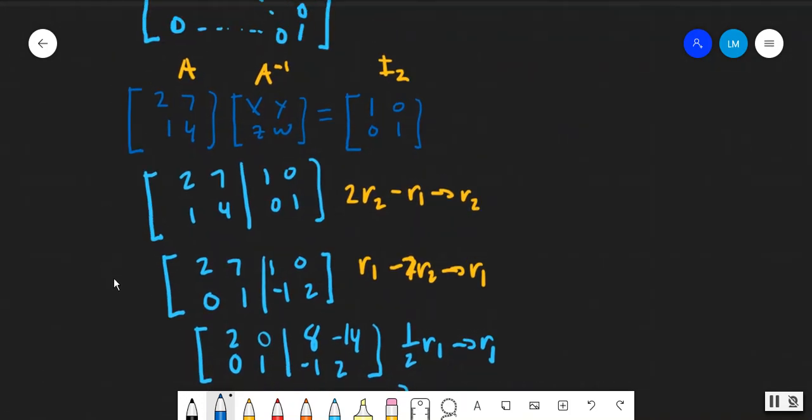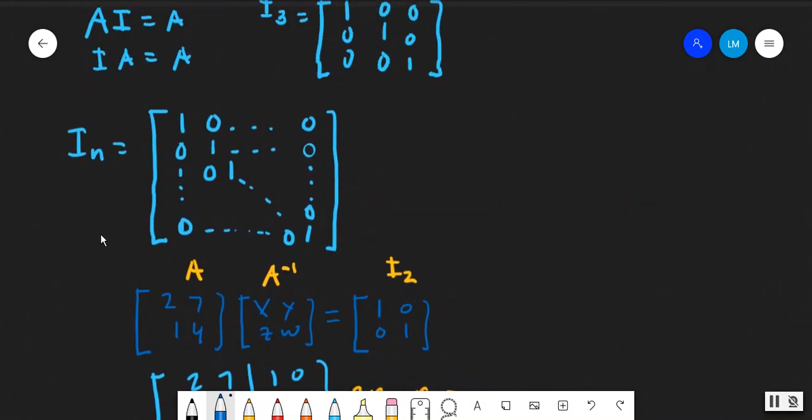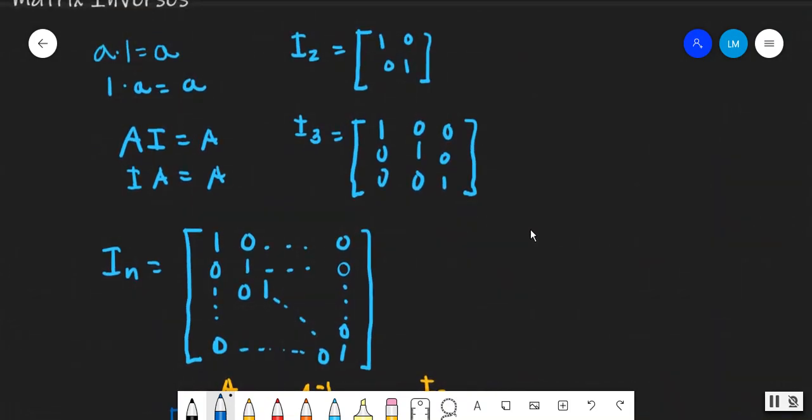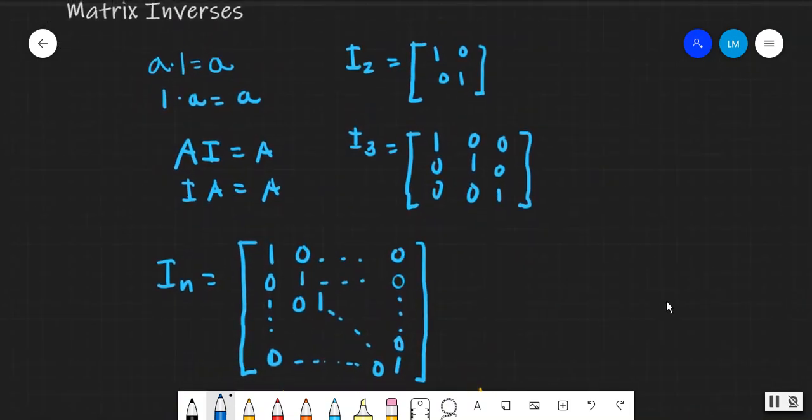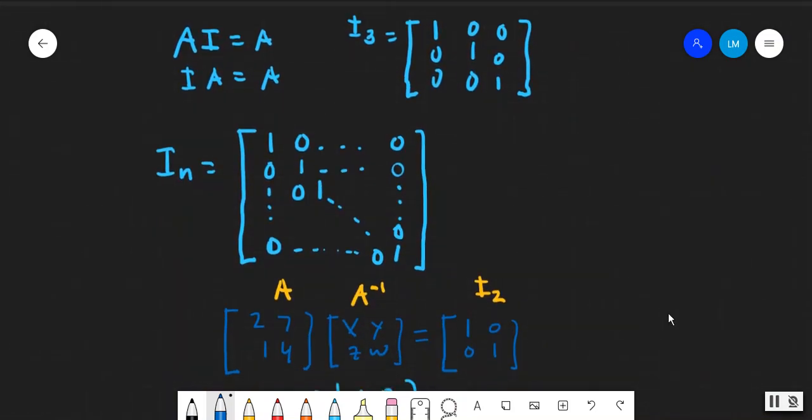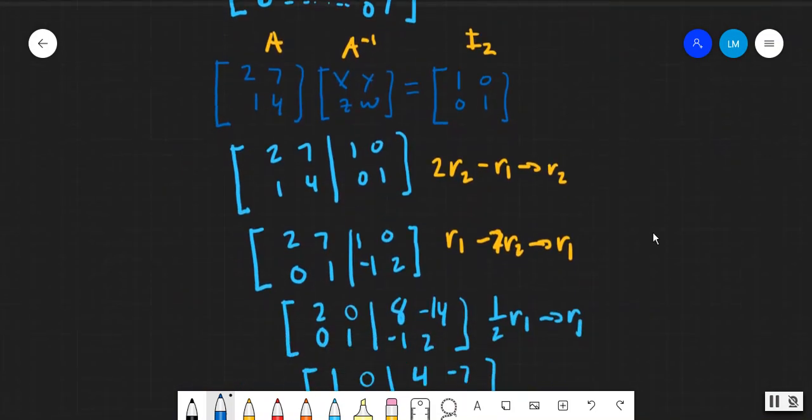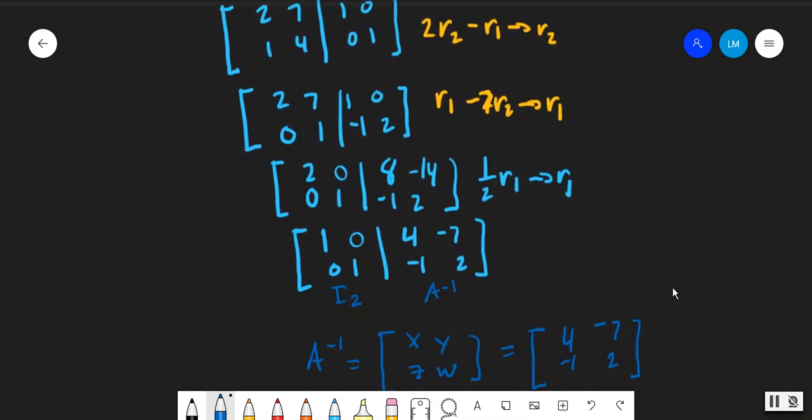Now, the whole process may seem a little complicated, that you've got to perform these operations. And really, to be honest, the whole point of matrix inverses is if we already have the inverse, then we can solve for the solutions.